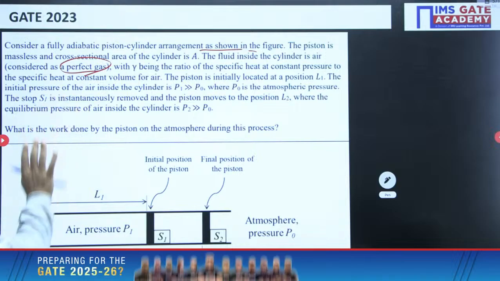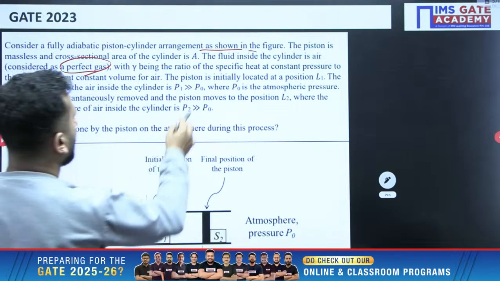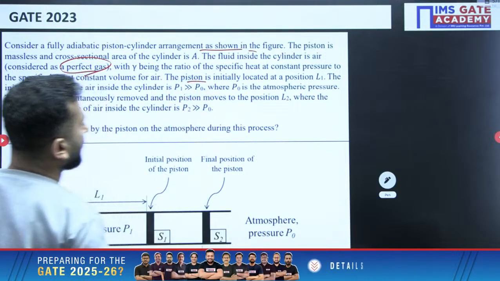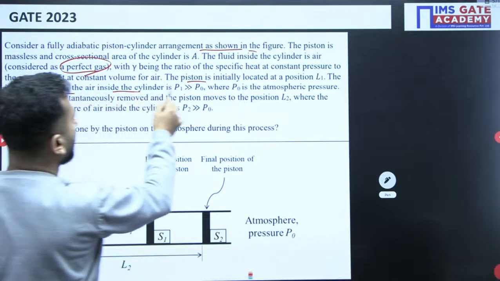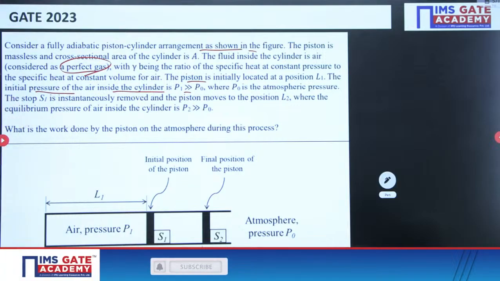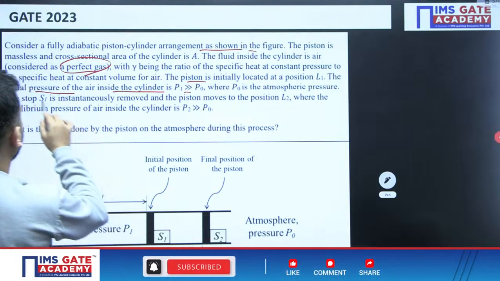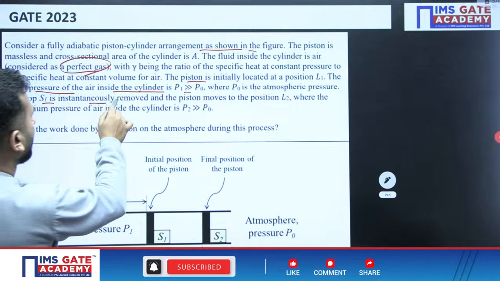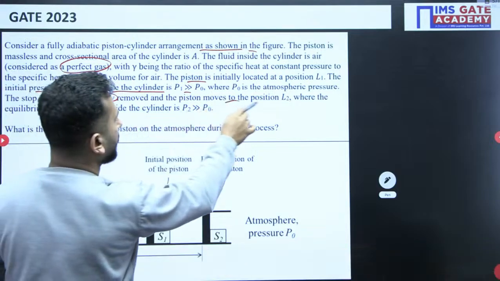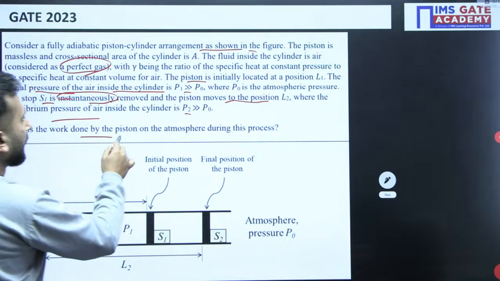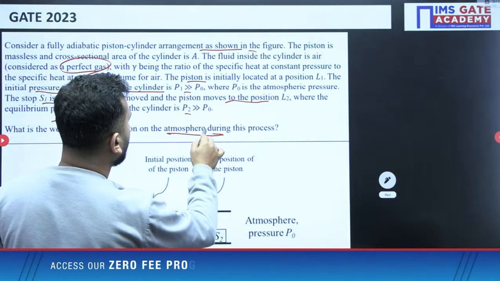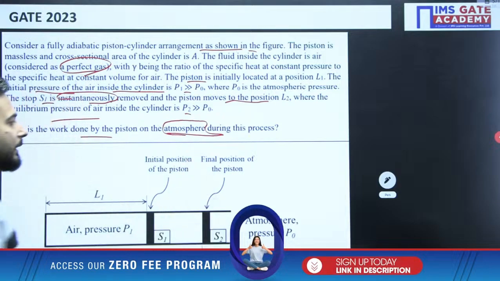So all the story he has given, which you generally know. Gamma is Cp by Cv. The piston is initially located at position L1. The initial pressure of the air inside the cylinder is P1, greater than P0, where P0 is the atmospheric pressure. Stop S1 is instantaneously removed and the piston moves towards L2, where the equilibrium pressure is P2. What is the work done by the piston on the atmosphere during this process?